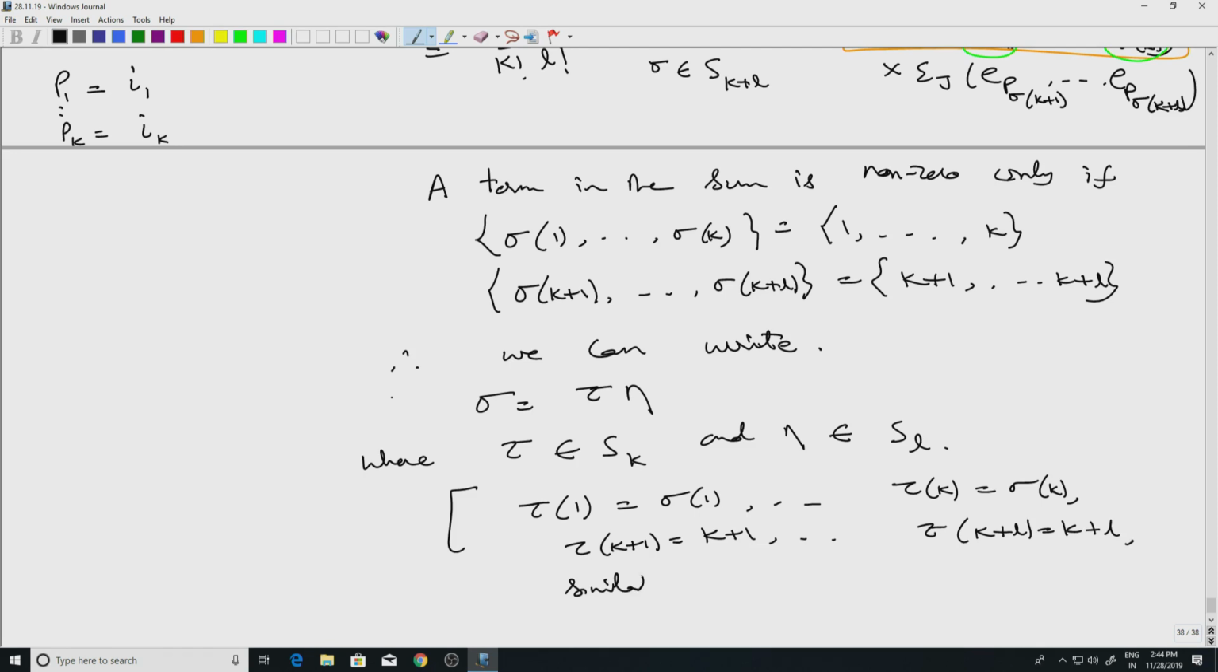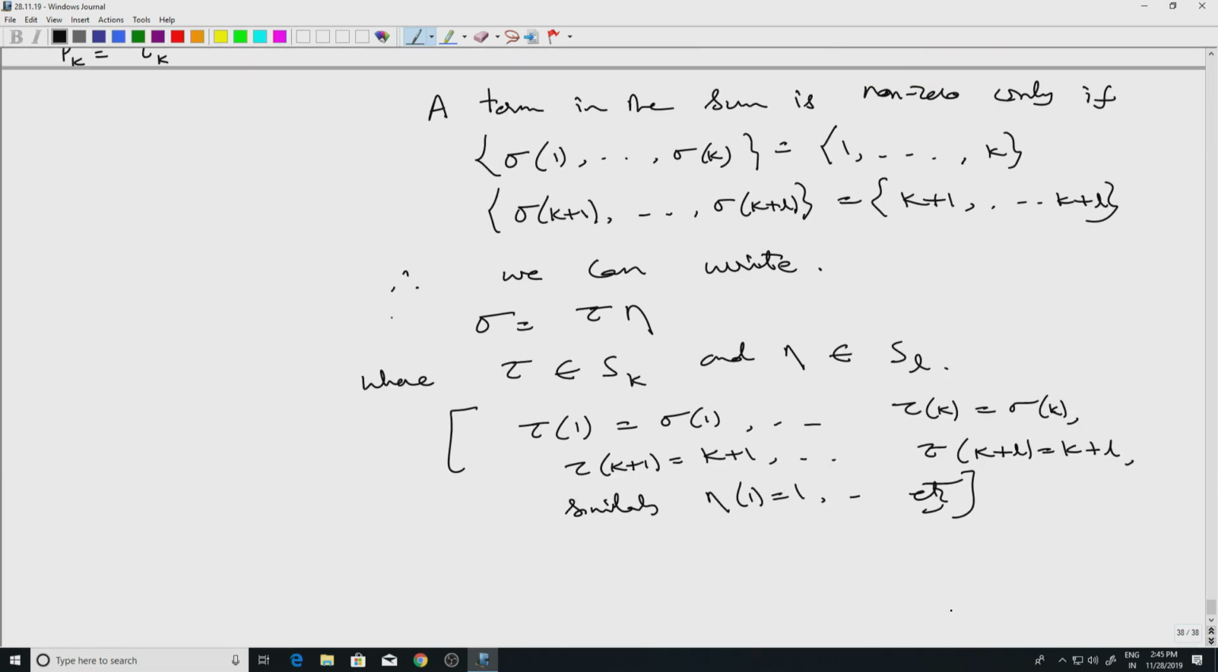Similarly, eta 1 equal to 1, etc. So eta doesn't do anything to the first k and then permutes all this. And even though both tau and sigma, the way I've written it, act on k plus L symbols, since tau is not doing anything to the last L letters, tau can be regarded as an element of Sk and eta can be regarded as an element of Sl.